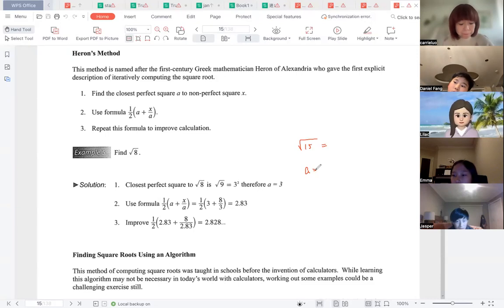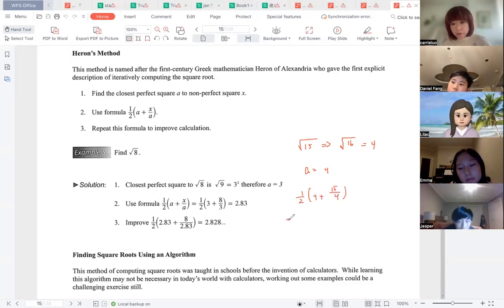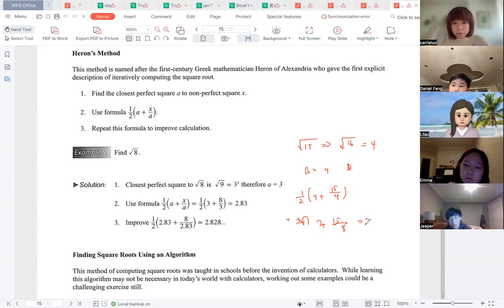Tell me about it, okay? Because 15 is very close to 16, and square root of 16 equals 4, so A equals 4. Get it, everybody? Okay, so based on that, half times 4 plus 15 over 4, so equals half. So you can just take it out, 2 plus 15 over 8. So equals 2 plus 1 and 7 over 8 equals 3.387.